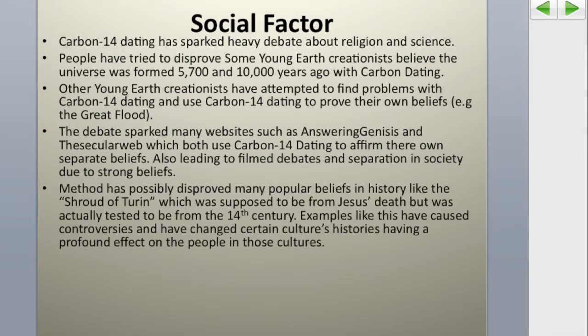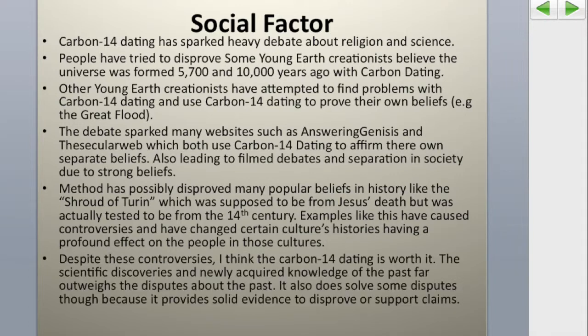Additionally, the method has possibly disproved many popular beliefs in history, like the Shroud of Turin, which was supposed to be from Jesus' death, but was actually tested to be from the 14th century. Examples like this cause controversies and have changed certain cultures' histories, having a profound effect on the people in those cultures. Despite these controversies, I think carbon-14 dating is worth it.